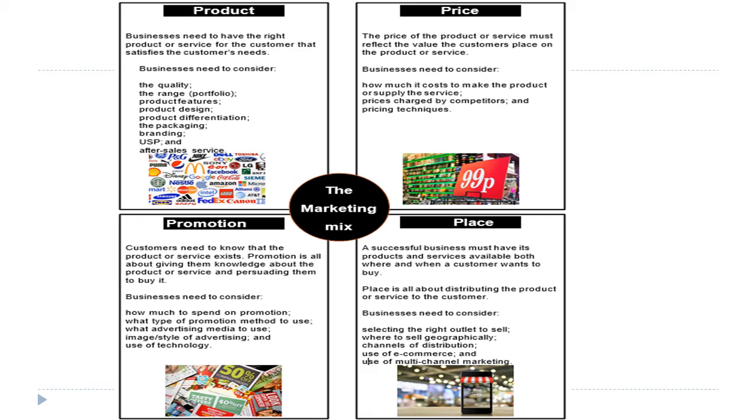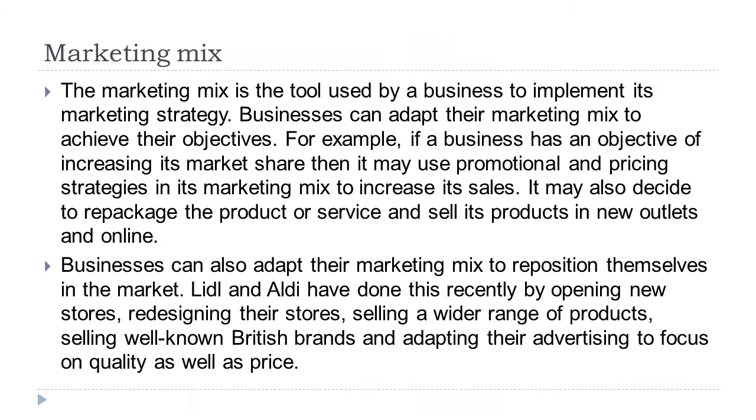When we talk about place, what we mean is how the businesses are going to reach their customers. So they select the right outlet to sell at, where they're going to sell it geographically, different channels of distribution. Do you go direct to customer? Do you go via shops? Do you go via wholesalers, etc.? How they're going to use the internet and e-commerce in order to reach their customers.